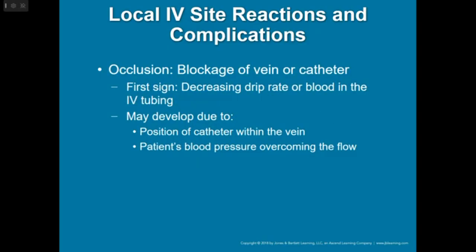Occlusions: blockage of a vein or catheter, decrease in drip rate, or blood in the IV tubing. So for whatever reason, your IV isn't flowing properly. It's occluded off. This can happen if you're starting it in the AC in that elbow, and they bend that elbow, that's going to block it off all the time. It does. Or maybe you started it near a valve, and that catheter is up against a valve or something like that. That can occlude the vessel.